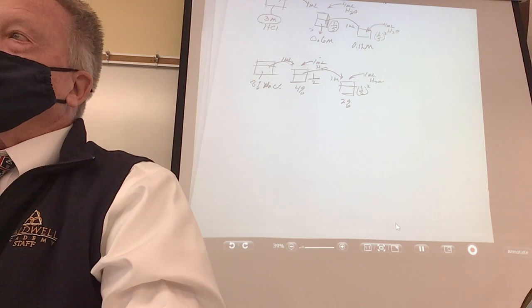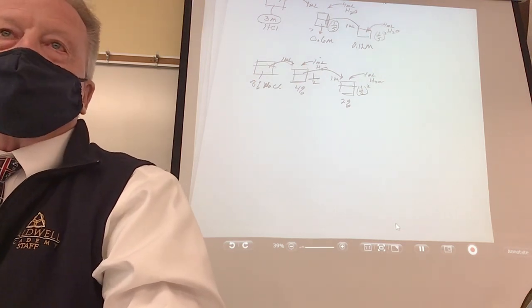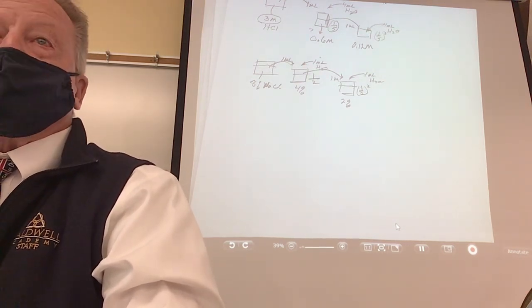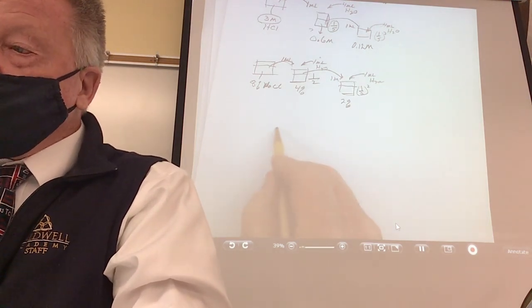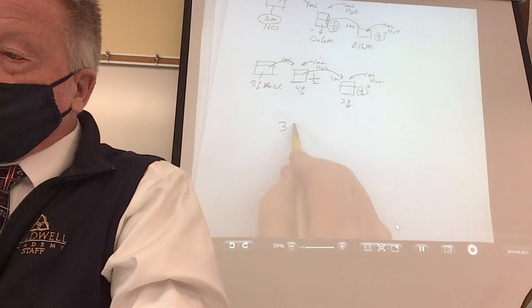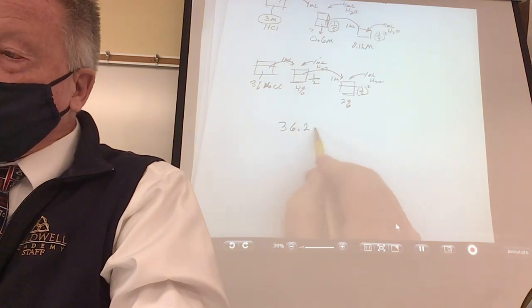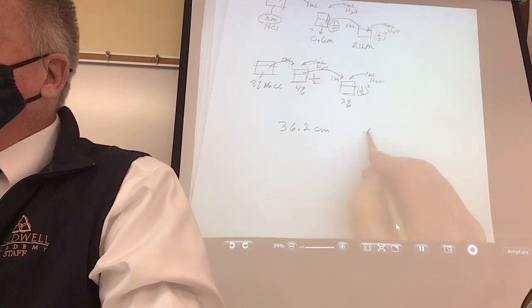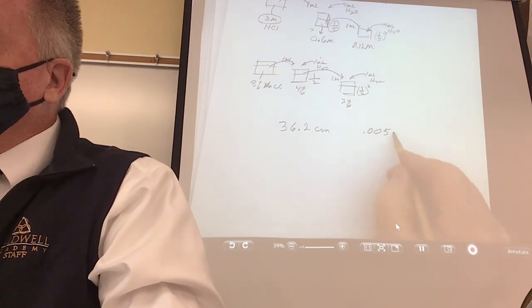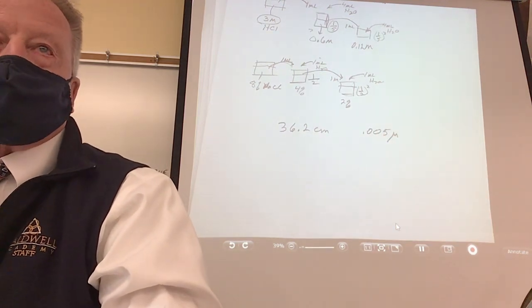A measurement is an observation that includes usually a number, doesn't it? And measurements might be something like this. Measurements might be 36.2 centimeters. That's a measurement. Here's one, 0.005 microns. That's a measurement, isn't it?